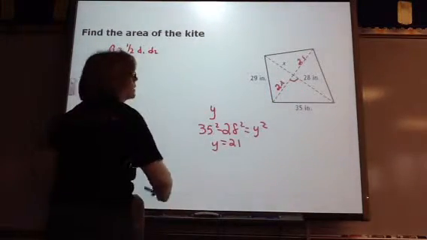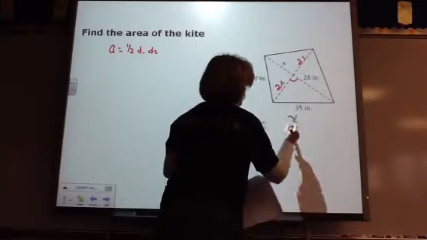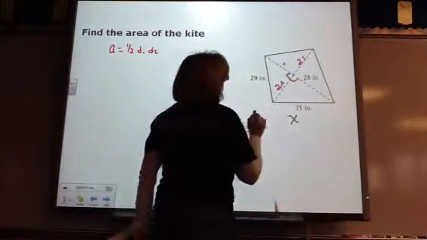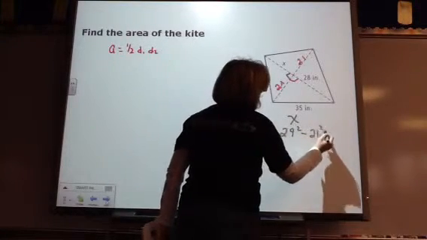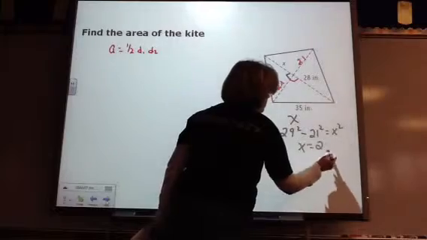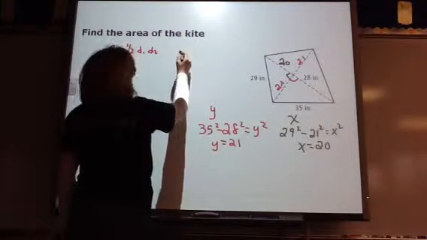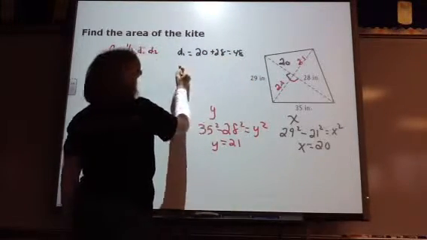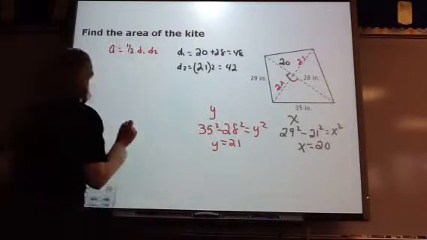All right, now on x, to find x, this here is a right angle, and I have hypotenuse and leg, and that's how I can find x. So I can take 29 squared minus the 21 squared and get x squared. When I simplify that, x is going to equal 20. So this here is 20. So my diagonal 1 is going to be 20 plus 28, which is 48. And my diagonal 2 is going to be 21, double it, which is 42. So now I can substitute in.